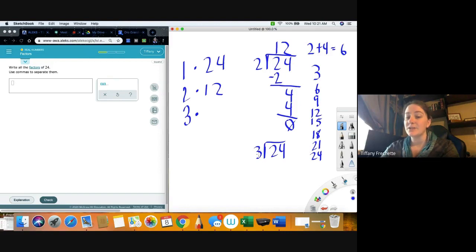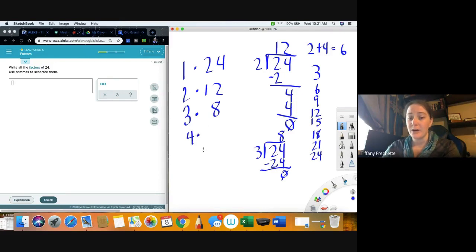And then to know what 24 divided by 3 is, I just count. How many are there? There's 1, 2, 3, 4, 5, 6, 7, 8. So I know it's 8, and I landed on 24 here. So yay, no remainder. So 3 times 8 is 24.